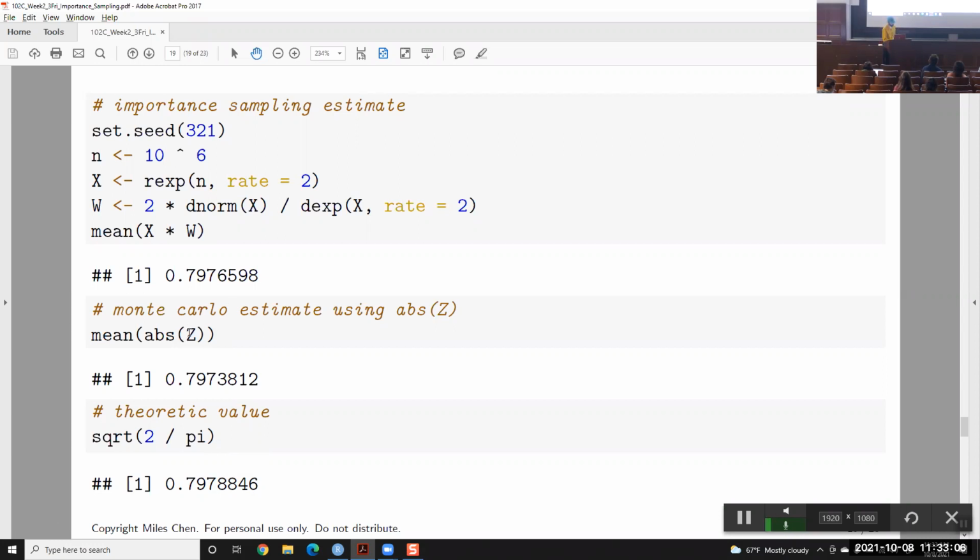Here we generated values from the normal distribution directly, took the absolute value, and took the mean. Here I generated values from the exponential, I weighted them, and I took the mean, and this is the theoretic value. How did I get my theoretic value? I think I've got a slide for that.